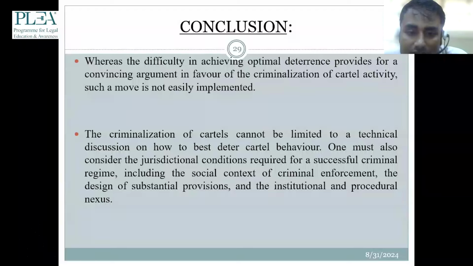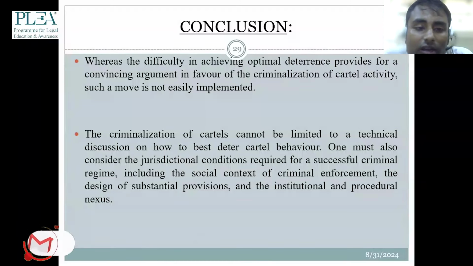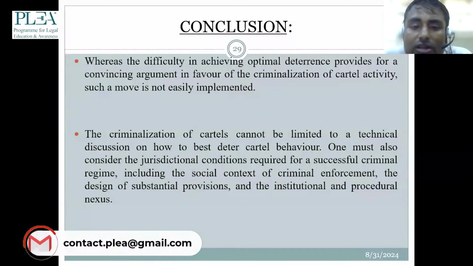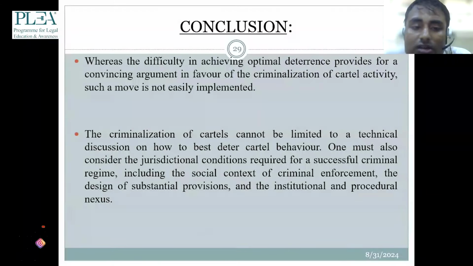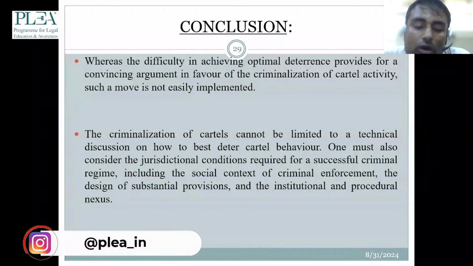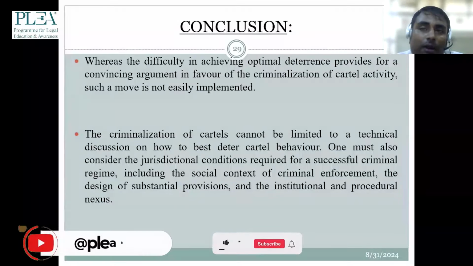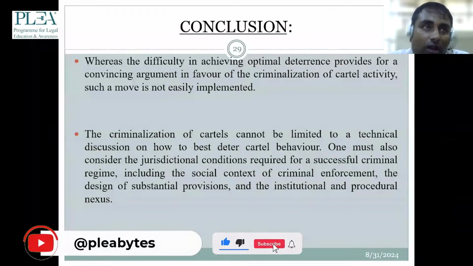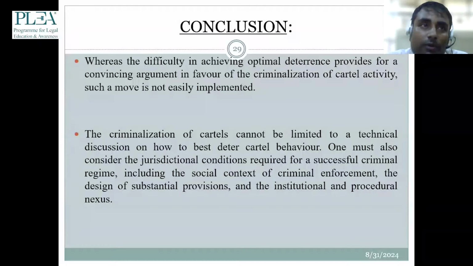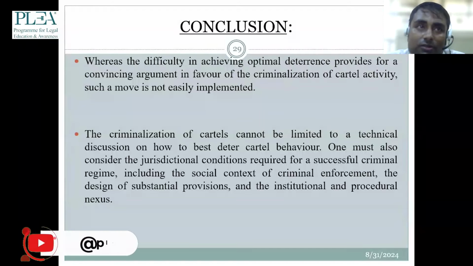And the criminalization of cartels cannot be limited to a technical discussion on how best to deter cartel behavior. One must also consider the jurisdictional conditions, because right now the government of India is planning to implement cryptocurrency. It was in the last budget session. They have given norms also to prepare a law on cryptocurrency. I mean the 2023 budget, not 2024. The finance minister, Nirmala Sitharaman, gave it in her budget speech.